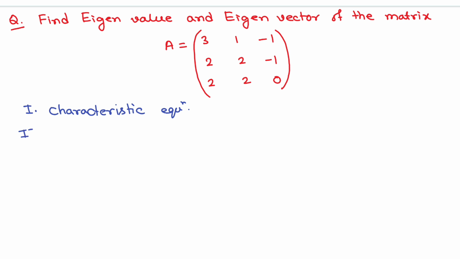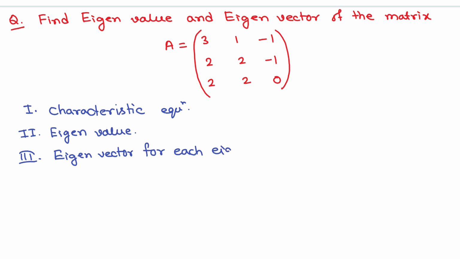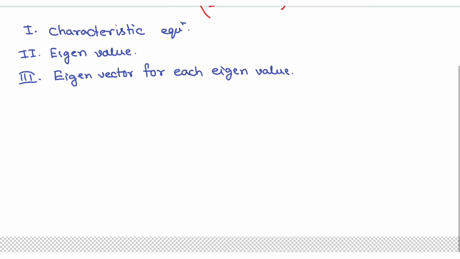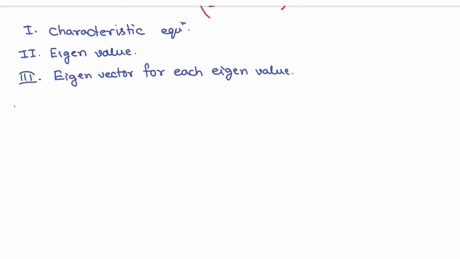Step 2 is to solve the characteristic equation and you will get the eigenvalues. Step 3 is to find the eigenvector for each eigenvalue. Okay, these are the steps. So let's start with the characteristic equation.